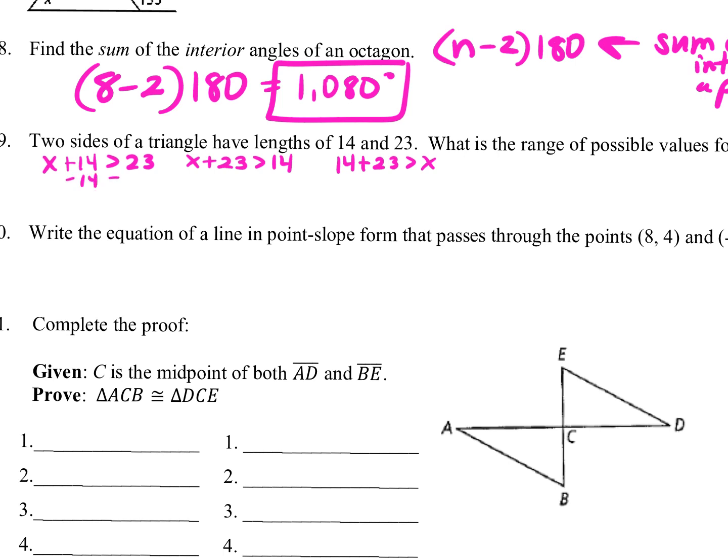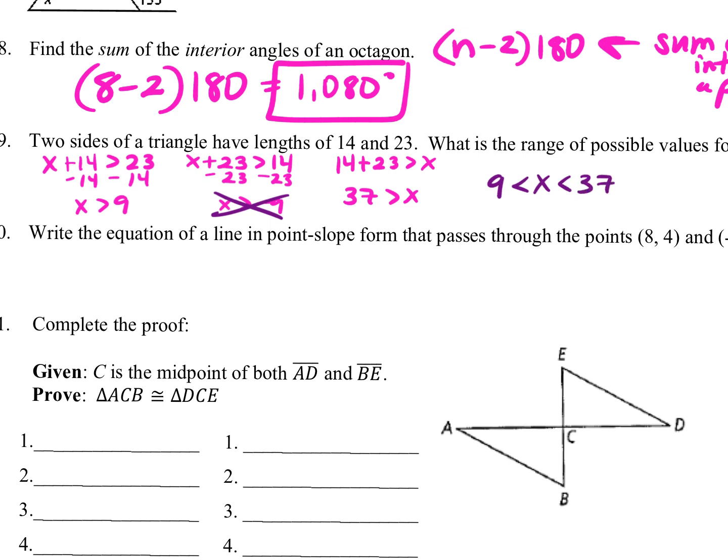Take away 14, you get x is greater than 9. Take away 23, you get x is greater than negative 9. And then combine those, 37 is greater than x. The negative one will always be the one that goes away. So you can ditch this, and that would mean that our range is between 9 and 37.